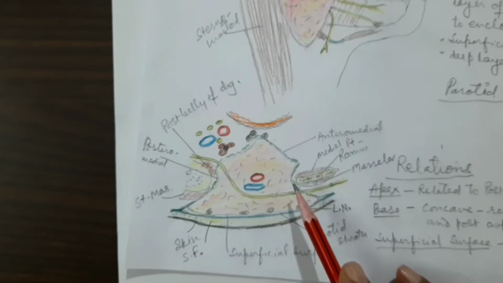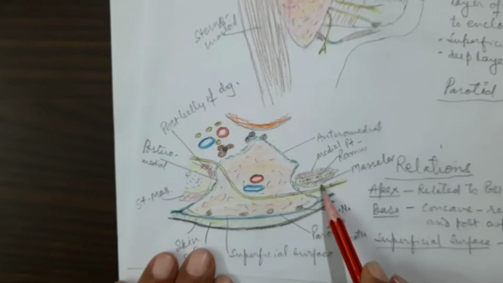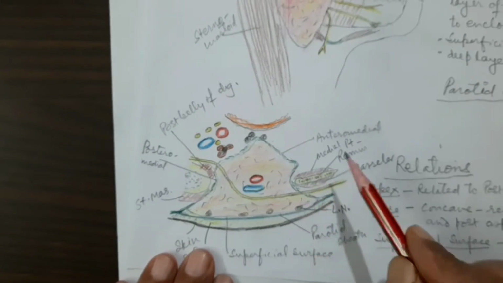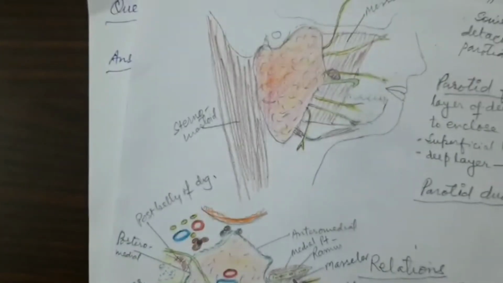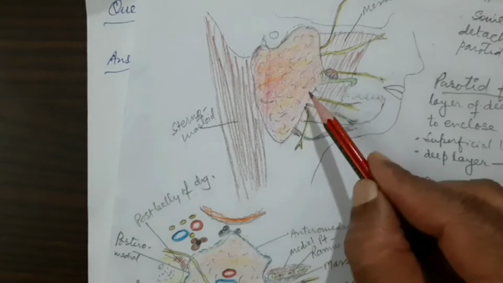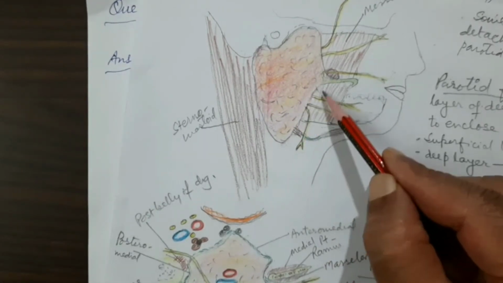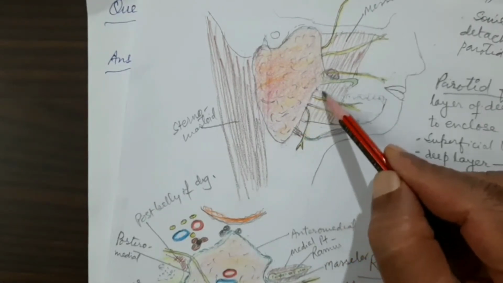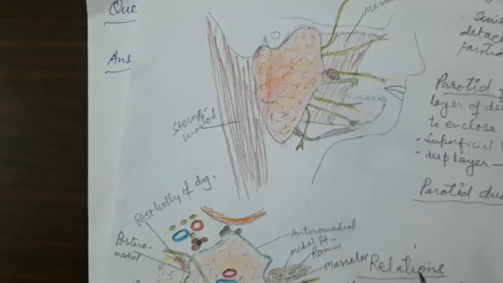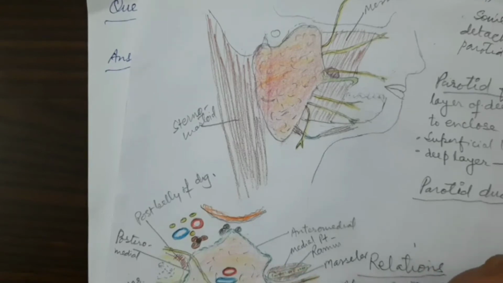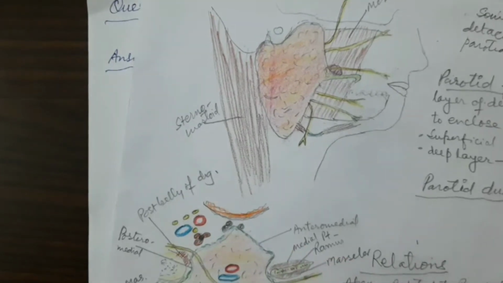Another relation is the lateral surface of the masseter muscle. Now this gland lies on the lateral surface of the masseter, which is attached onto the ramus of the mandible. This is the ramus of the mandible. You can see that the gland is lying on part of the masseter muscle here. Okay, that is the relation I am talking about. This is the anteromedial surface we are talking about.